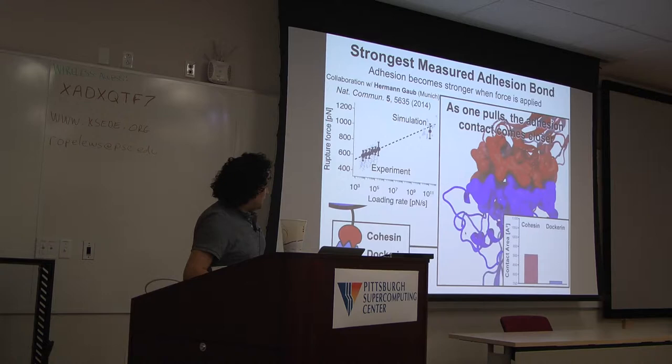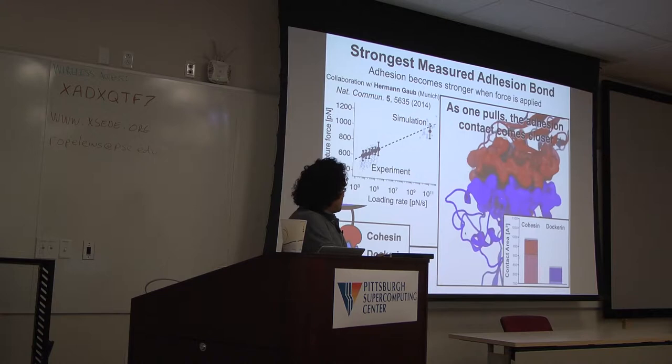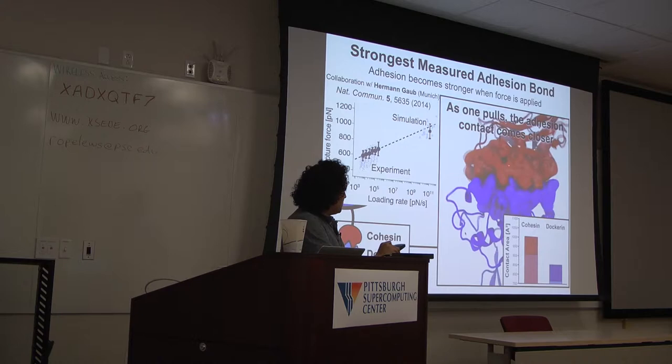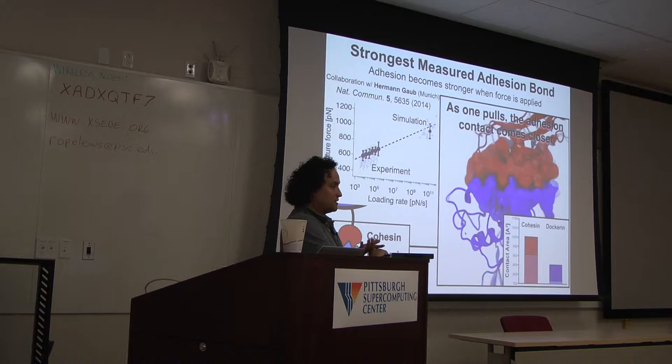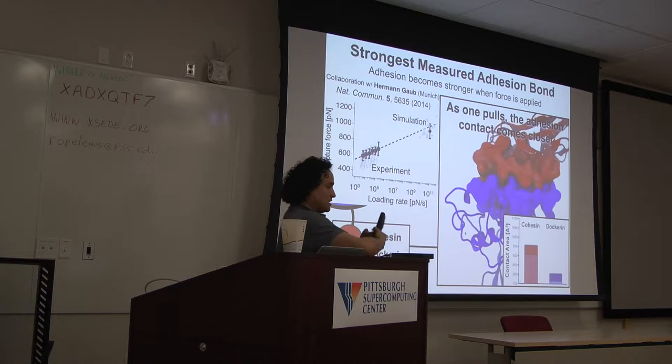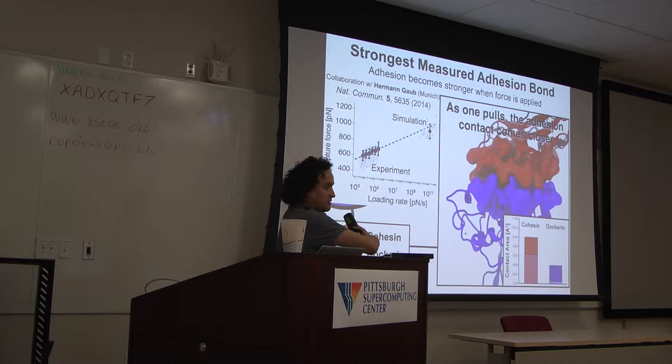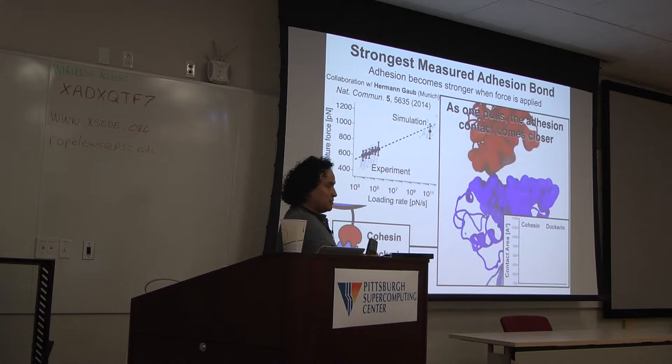By doing the computational experiment, what Rafael was able to observe, if you notice, is that as he pulls, the contact area between cohesin and dockerin, the two subunits, becomes larger. And as such, the hydrophobic effect increases. As you pull, you increase the contact area, and because you increase the contact area, the interaction between the two proteins becomes larger. They made the analogy of those little toys where you put your fingers in, try to pull, and get trapped.